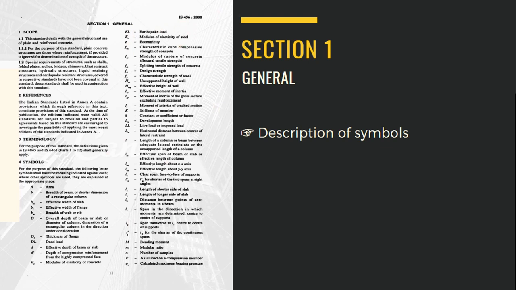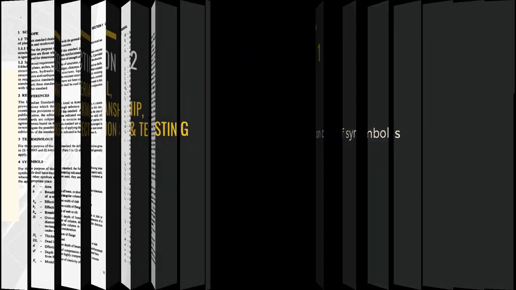Now let's move on to Section 2. It gives the materials, workmanship, inspection and testing. So what are all the materials used in concrete? The 4 main constituents in concrete are cement, the binding material, water, and aggregates. Aggregates can be coarse and fine. Now let's start with cement as a material.